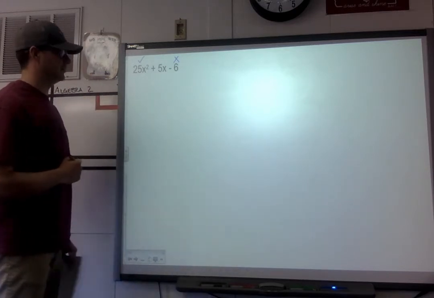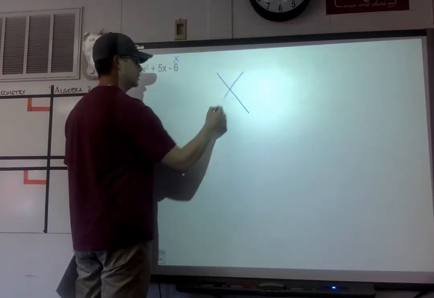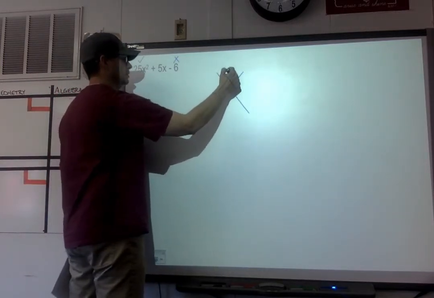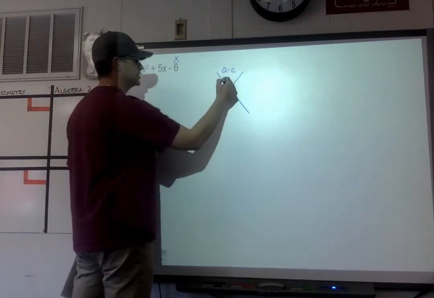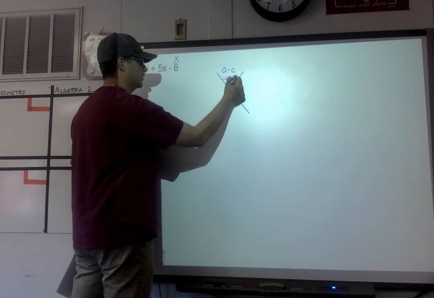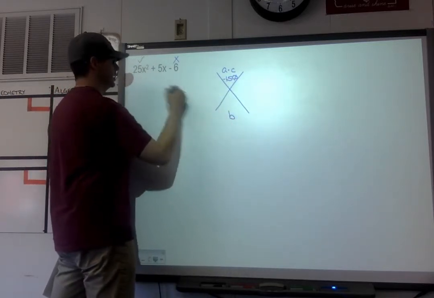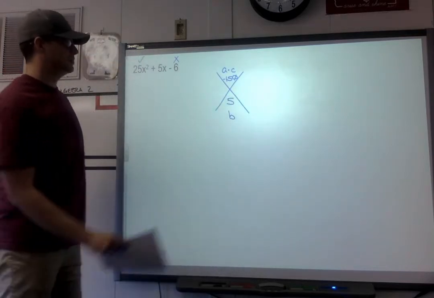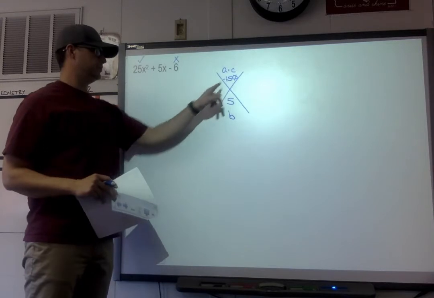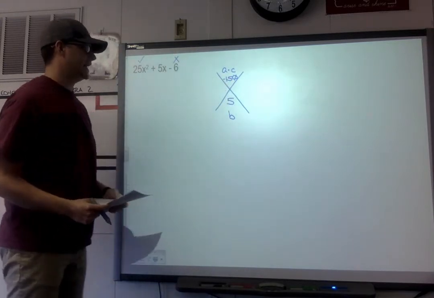6 is not a perfect square, so we can't use the perfect square trinomial pattern that we've been learning. So now we're going to have to factor it normally, which means I'm going to draw in my x. I want a times c in the top. 25 times negative 6 will give me negative 150. My b value in the bottom, which is 5. So I need two terms that multiply to negative 150, meaning one positive and one negative, and that add to 5.